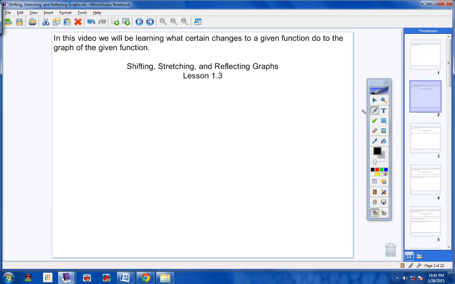Your heading for today is called Shifting, Stretching, and Reflecting Graphs, and that's what we're going to be doing today. We're going to be shifting them, moving them around, stretching them, and reflecting them, okay? The lesson number is 1.3, and be sure to include today's date.